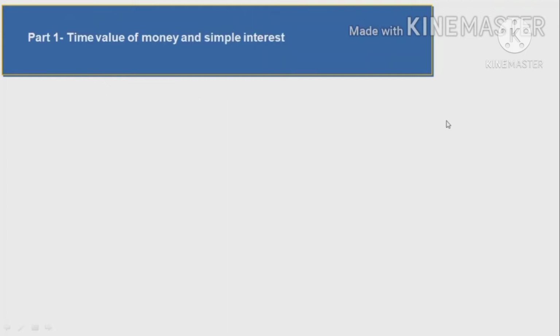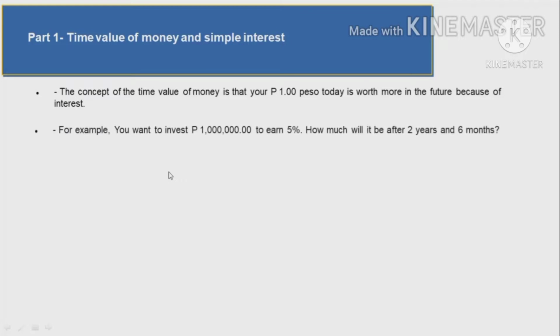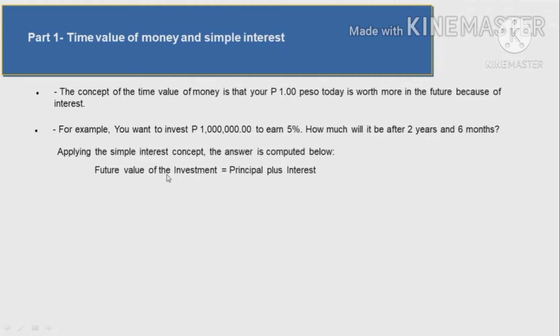So we are now on the first part entitled Time Value of Money and Simple Interest. So what is time value of money? The concept of the time value of money is that your 1 peso today will be worth more in the future because of interest. Actually, the simple interest is directly related to this one. So if you have a debt or an investment, those will grow because of interest. For example, you want to invest 1 million to earn 5%. How much will it be after 2 years and 6 months? To answer that, we need to get the future value of the investment, which is the principal plus interest.